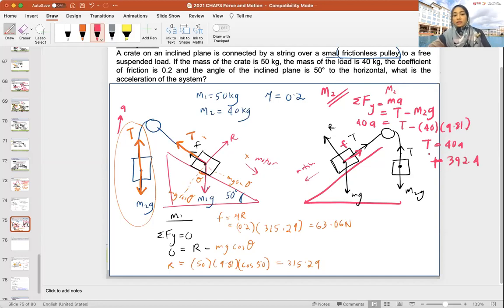Okay, what did I do just now? So I'm talking about mass number 2. Why am I all over the place? I'm talking about mass number 2. This is mass number 2. So mass number 2 is also accelerating because it is connected to the same string.